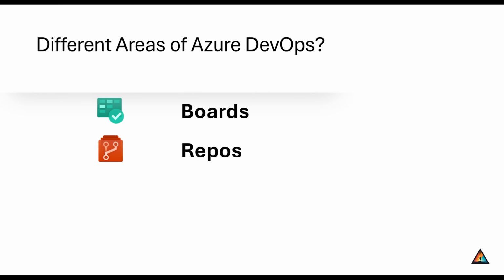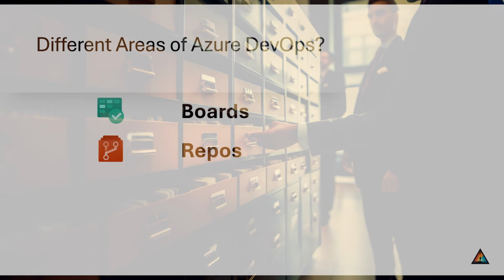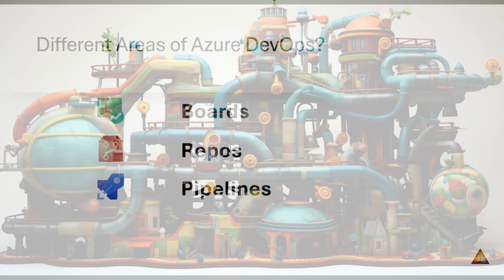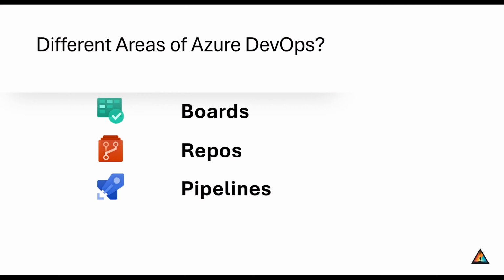Repos, or Azure Repos, is like a secure digital filing cabinet for all your important documents. If you were writing a book with several friends, Repos would be where you keep all the chapters, edits, and notes, allowing everyone to access and contribute as needed. Imagine pipelines as like a high-tech conveyor belt in a factory. If you were building a toy, pipelines would be the system that takes the parts, assembles them, paints the toy, and then packages it into the box, all in an organised sequence.